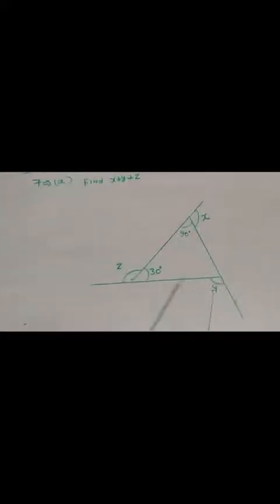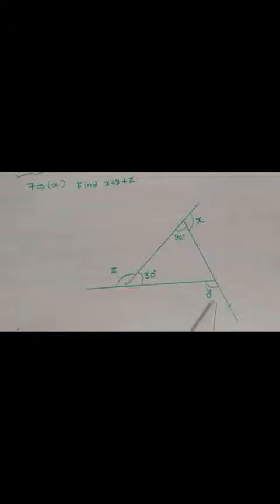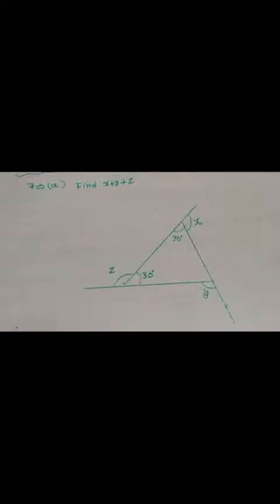Here you can see this angle y is the exterior angle of this triangle. An exterior angle is the sum of the two opposite interior angles. So y is equal to the sum of the two opposite interior angles, 30 plus 90. So y is equal to 120. And you can see this line is a straight line. So z plus 30 is equal to 180 degrees, or z is equal to 180 minus 30 degrees. The value of z is equal to what?